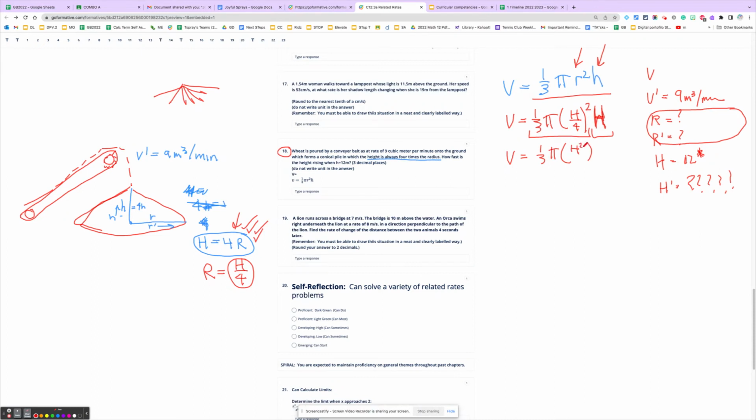So h squared is h squared, and 4 squared is 16 times h. And then what we're going to do is go 1/3 pi, so that we're going to have a fraction here. We're going to have h cubed on top, because h squared times h is h cubed. We're going to have pi on top. Pi is not a variable. 3 times 16 is 48. So here is our formula.